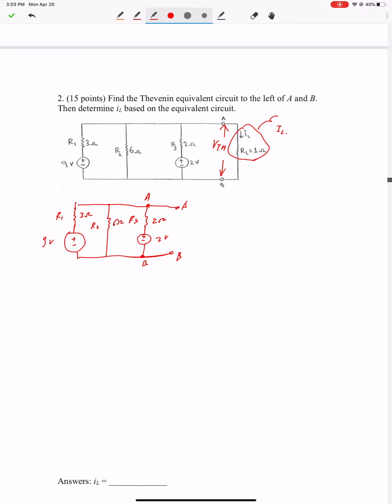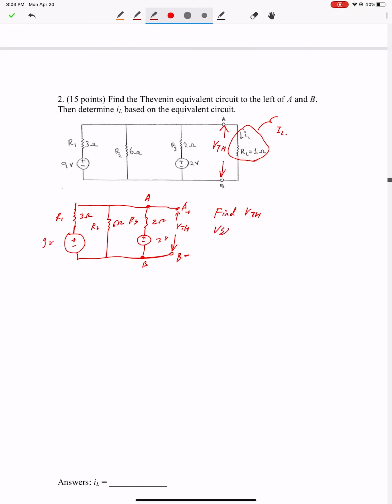Alright, so how to solve this problem? How to find V Thevenin, right? V Thevenin is defined as the voltage between point A and point B. You can use several ways, but the way I think is the easiest or the simplest is maybe the superposition method, right? So let's call it VS1.